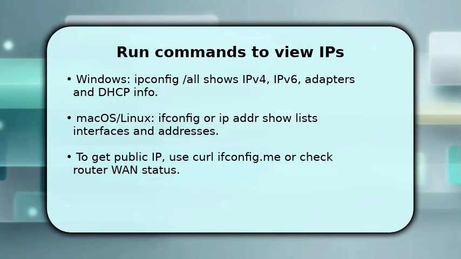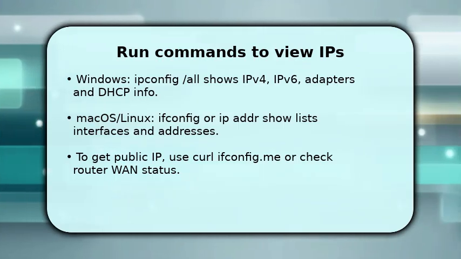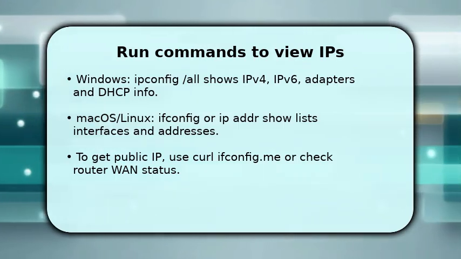If you need your public IP, use curl ifconfig.me in the shell or open your router's WAN status page. This tells you the address the internet sees, which differs from local addresses.